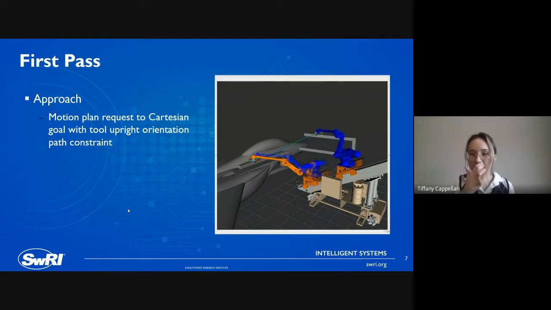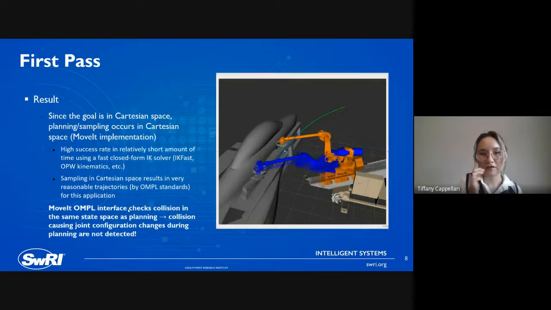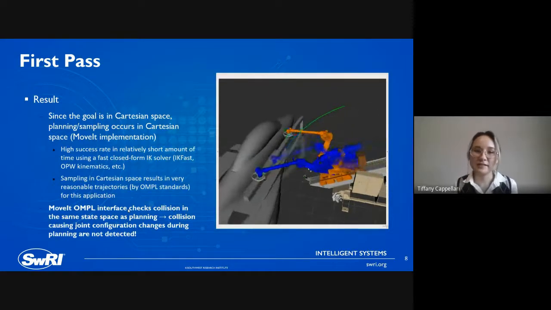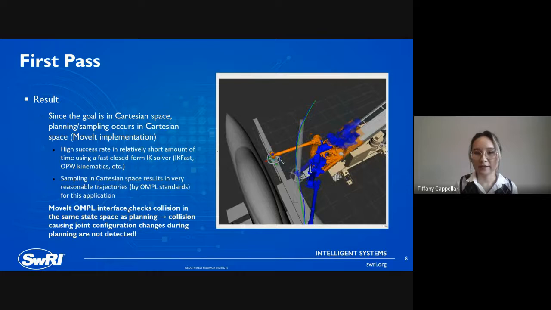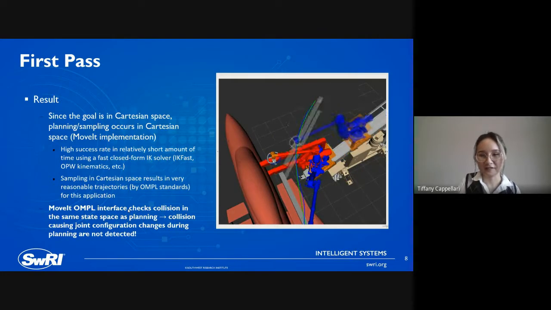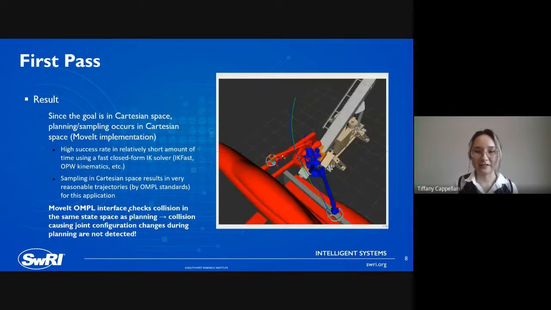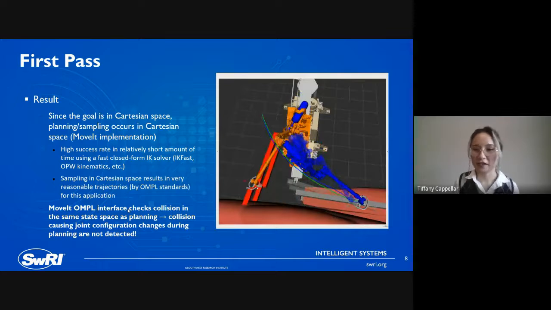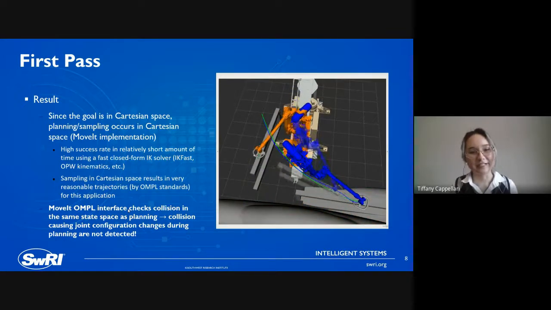You can see in this video that it does seem to plan relatively well, and it planned pretty quickly. However, since the goal is in Cartesian space, the planning and sampling also happened in Cartesian space. And so you can see in the video right now, it completely violated our constraints and hit the airplane, which obviously isn't a good thing to do in real life.